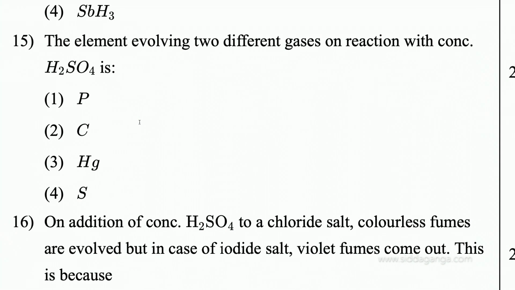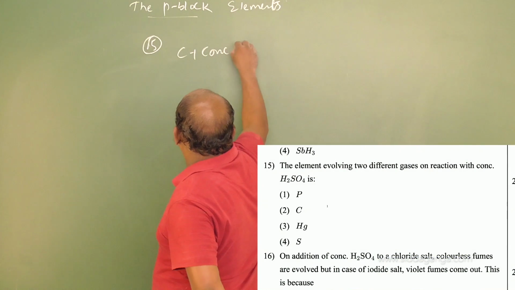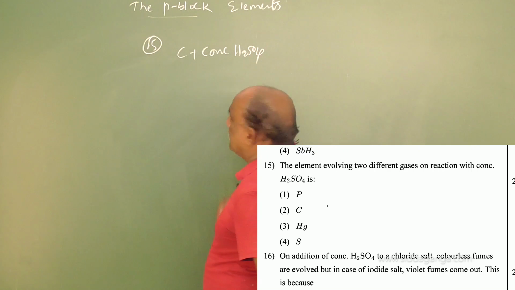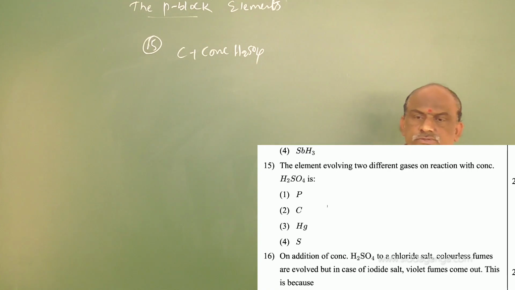After question number 13, question number 15. The element evolving two different gases on reaction with concentrated H2SO4. One and only one element, you should find that. Question number 15: C plus concentrated H2SO4. Once you go through the properties of concentrated H2SO4, we will get an idea about this.